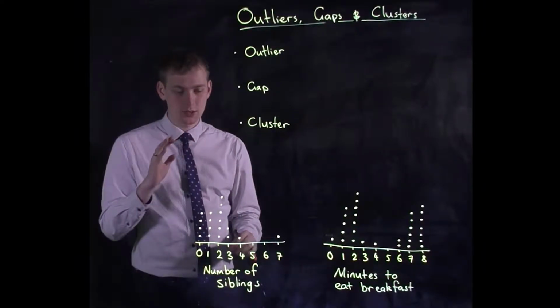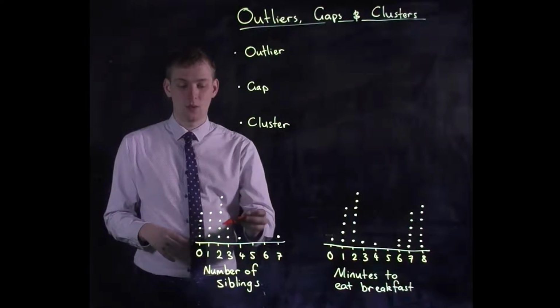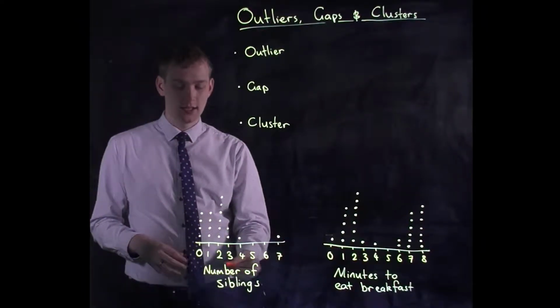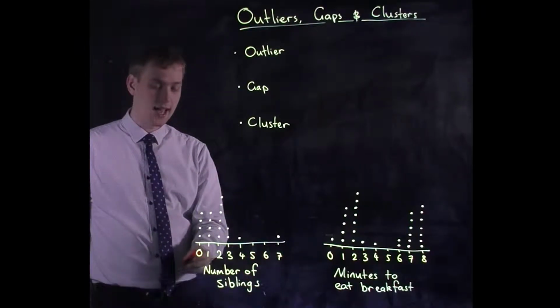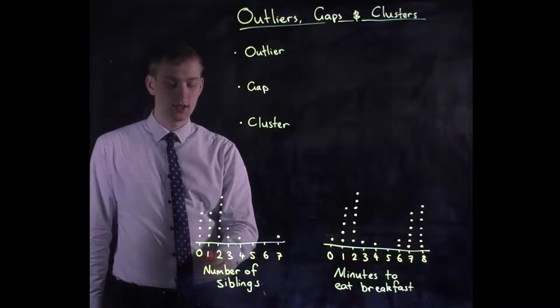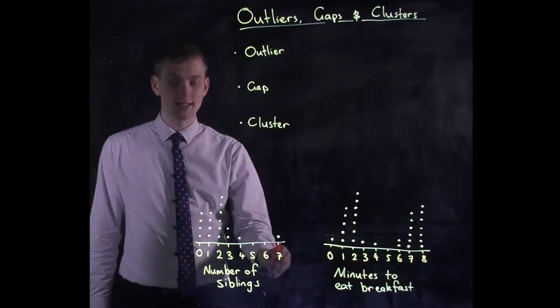So with our dot plots, quickly going over what a dot plot should include, we need to have a title down the bottom, which is what we're measuring. So here we have number of siblings, and then along this axis we need all of these numbers. So we've got here the numbers 0 to 7. Now these should all also be equally spaced.